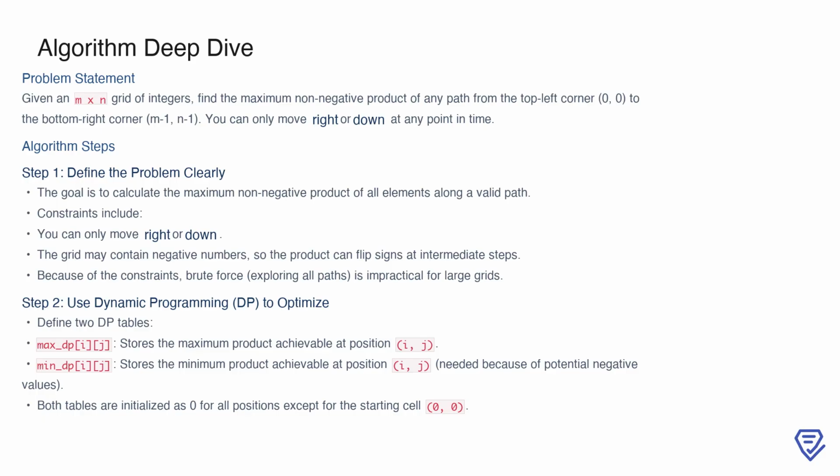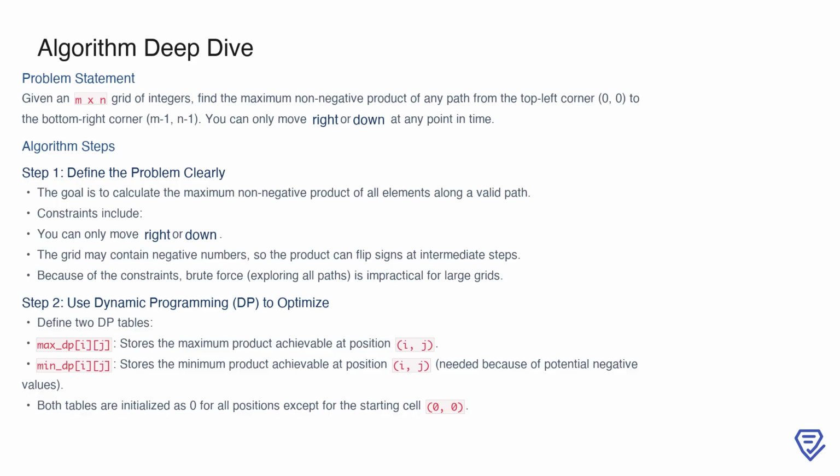To solve this problem, we need to find the maximum non-negative product of any path from the top left corner to the bottom right corner of an M×N grid. The key constraint is that we can only move right or down at each step. The challenge arises because the grid can contain negative numbers, which means the product can flip signs along the way.